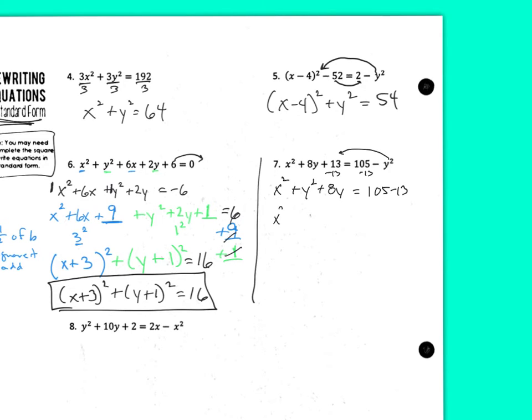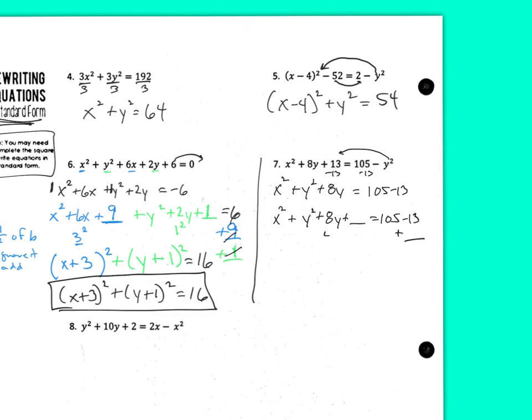So we don't have to complete the square for x squared because there is no x term. We complete the square when there's a squared and a term that just is a plain letter. So now we're going to complete the square. So I'm going to have 105 minus 13. I'm just too lazy to add that up. And then we're going to add something to the other side.